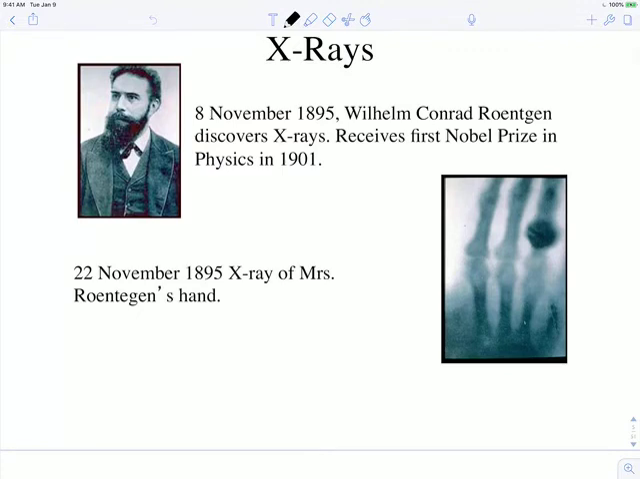So X-rays were first discovered in 1895, and then Röntgen received the Nobel Prize in Physics for that in 1901. Supposedly, this is a picture of his wife's hand with a ring on it. I don't know if that's true or not, but that's what it's supposed to be. Okay.